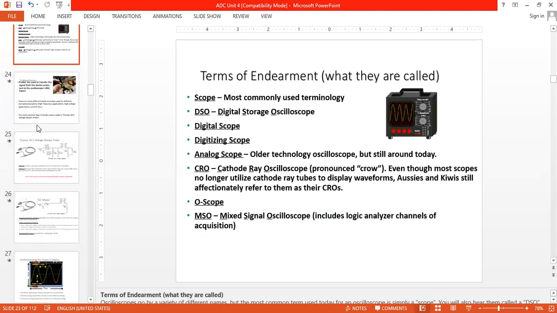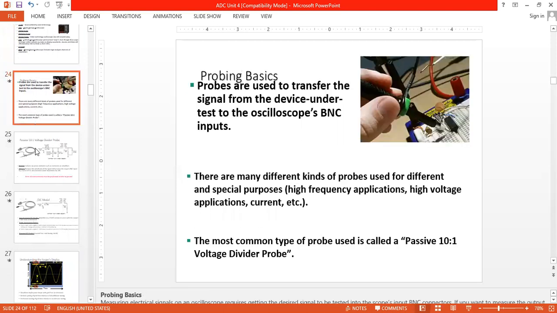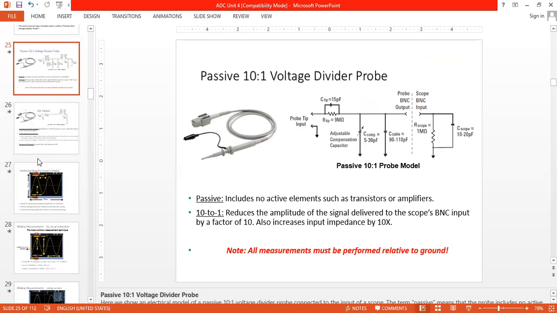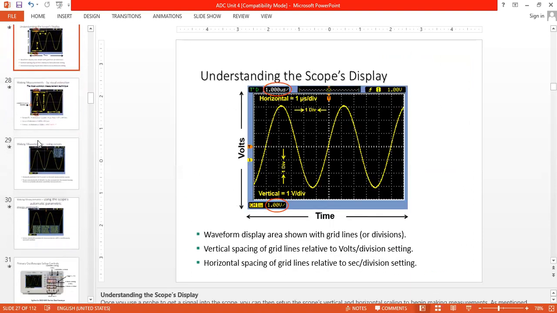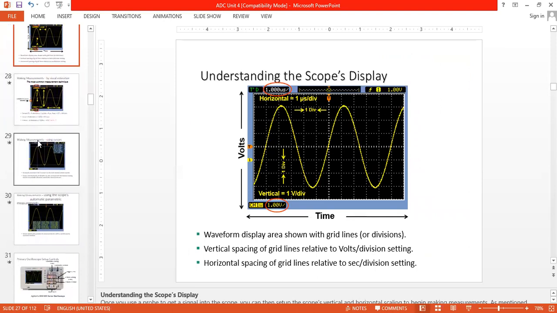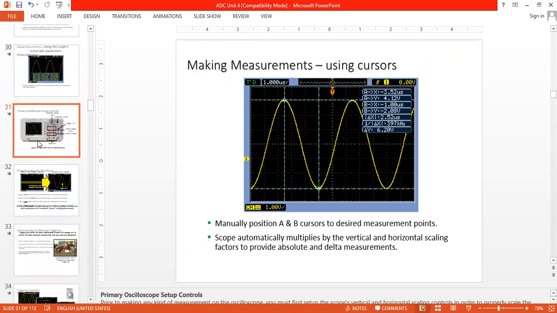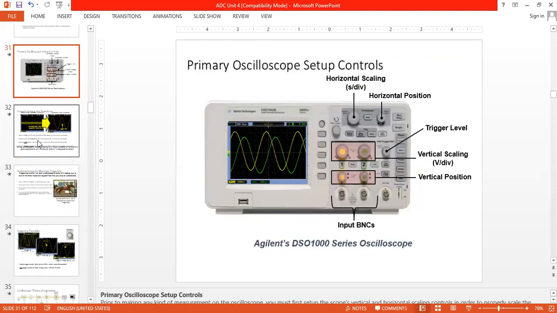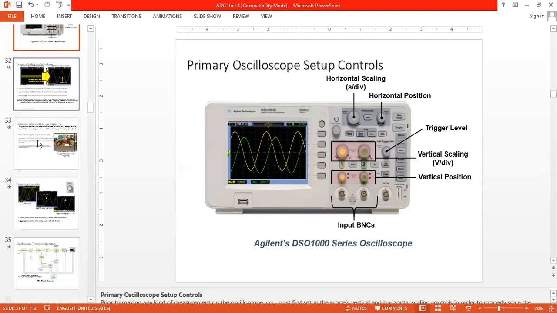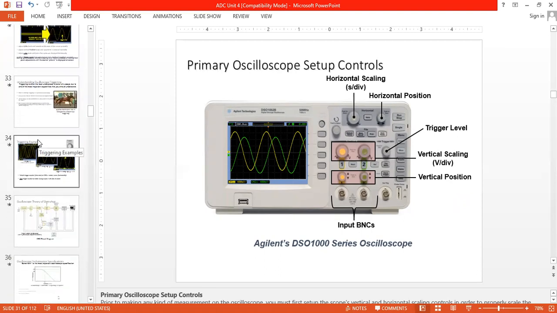These are the different oscilloscopes in the different models. The probe is used for getting the data from the particular circuit. Then understanding the scope's display, so that we can calculate the values. Like that we can define the primary oscilloscope setup. It has trigger level, horizontal position, and vertical position.